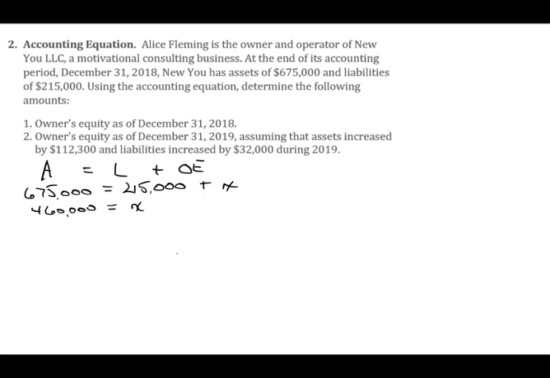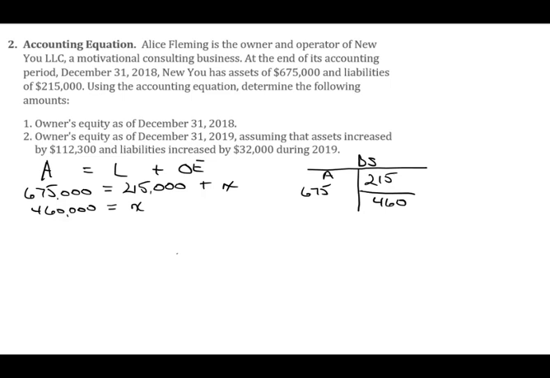Okay, now another way to mentally think about this is if this is your balance sheet, we're going to have assets on this side, so your assets are $675,000. And your liabilities are $215,000. Okay, so here's our equity, and equity would be $460,000, because these two sides equal because the balance sheet balances, right?